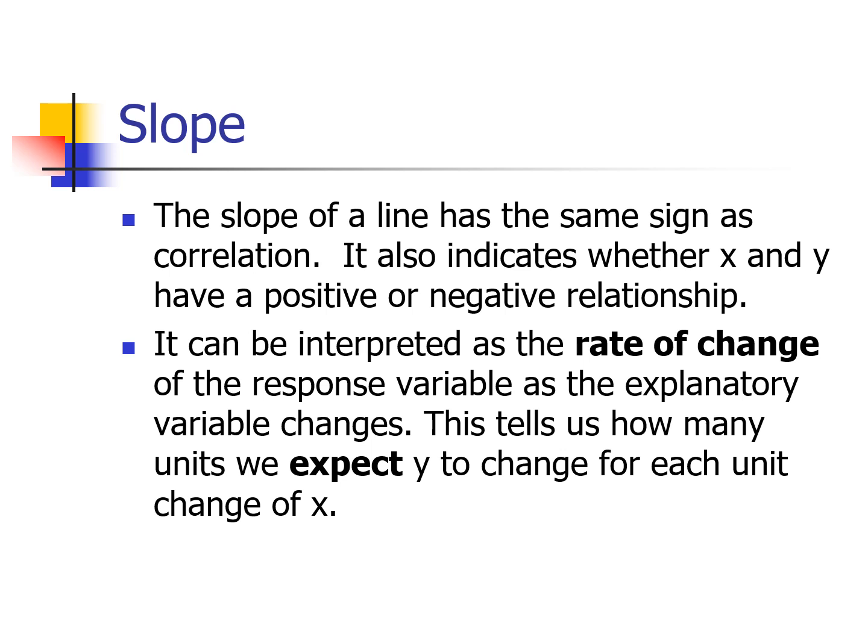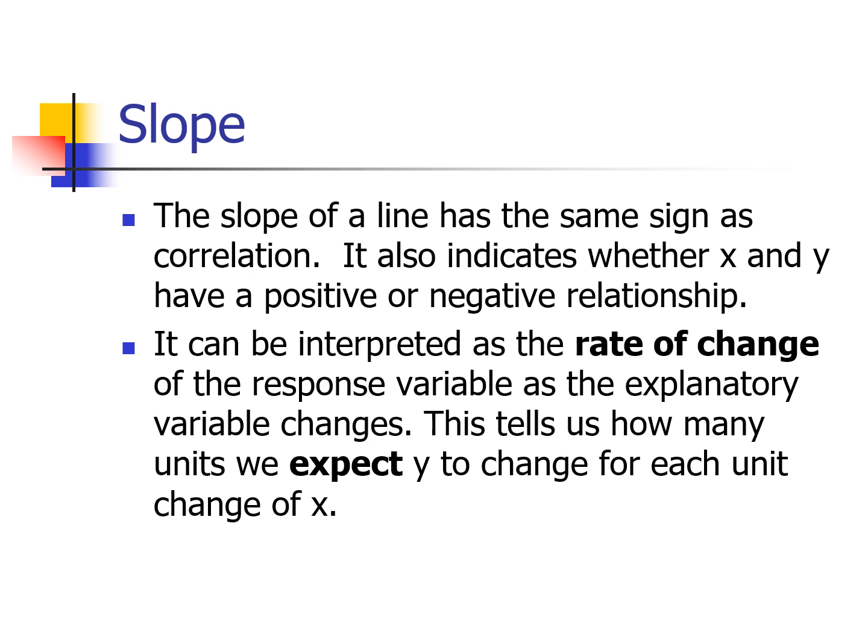So let's start with the slope of a line. This should be intuitive to us. The slope of a line has the same sign as the correlation. If we have a positive correlation, that means our regression line has a positive slope. If we have a negative correlation, that means our regression line has a negative slope.